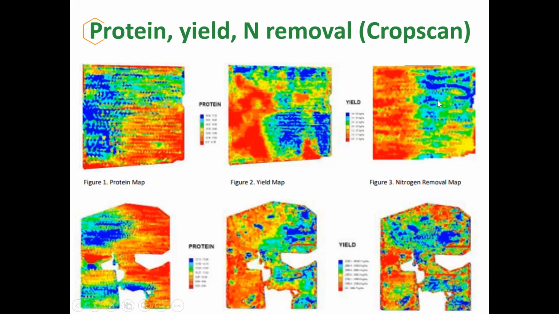And this is, obviously then I would recommend ground truthing, because often some of these effects might be caused by something like waterlogging, which is not a nitrogen response. So you need to check what's causing that, and then go and apply your nitrogen based on that.